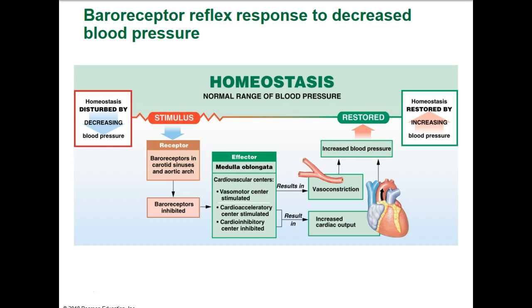Okay, so in this chart we see decreasing blood pressure for whatever reason. The baroreceptors in the carotid sinuses and aortic arch are receiving this stimulus. The baroreceptors get inhibited. The effectors, your medulla oblongata, specifically the cardiovascular centers. The vasomotor center is stimulated. That results in vasoconstriction. The cardioacceleratory center is stimulated and the cardioinhibitory center is inhibited. It gives you increased cardiac output. Both of these things will lead to increased blood pressure.